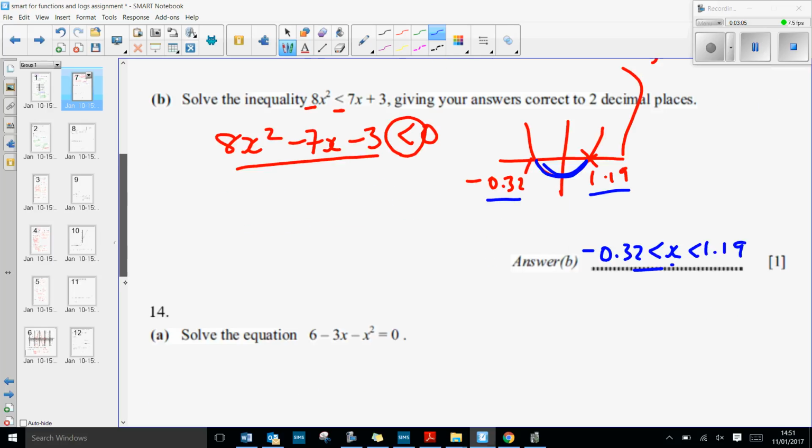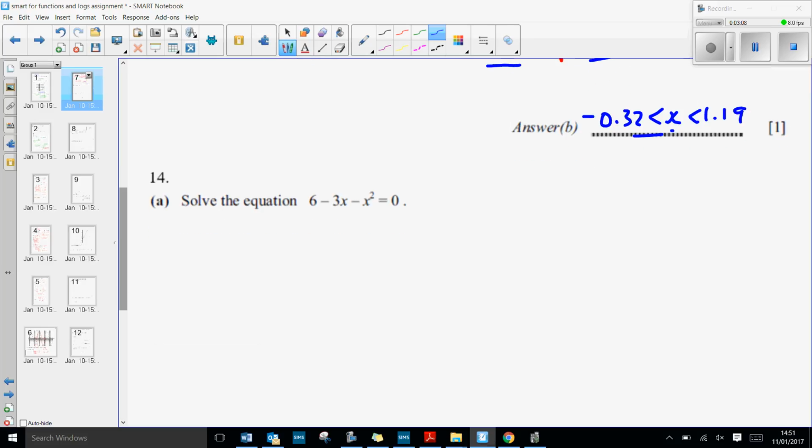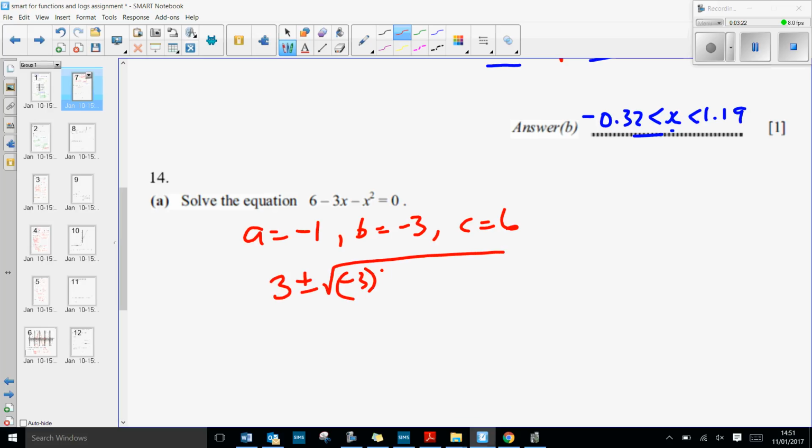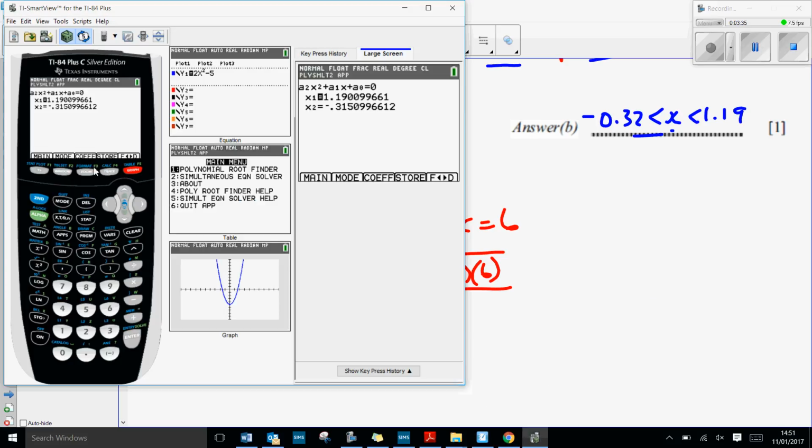Okay, next one, solve this equation. We can see it's quadratic. A is -1, B is -3, C is 6. So it's +3 plus or minus the square root of -3 squared minus 4 times -1 times 6 over 2 times -1. And then we can use Polysmart again. So -1, -3 and 6.